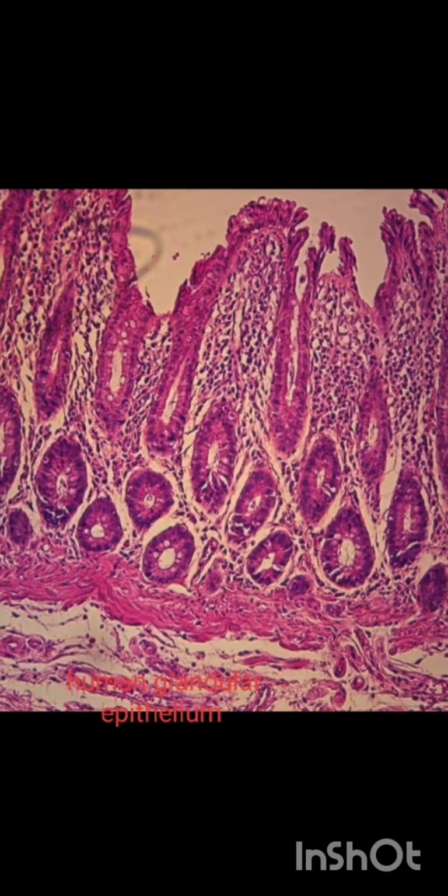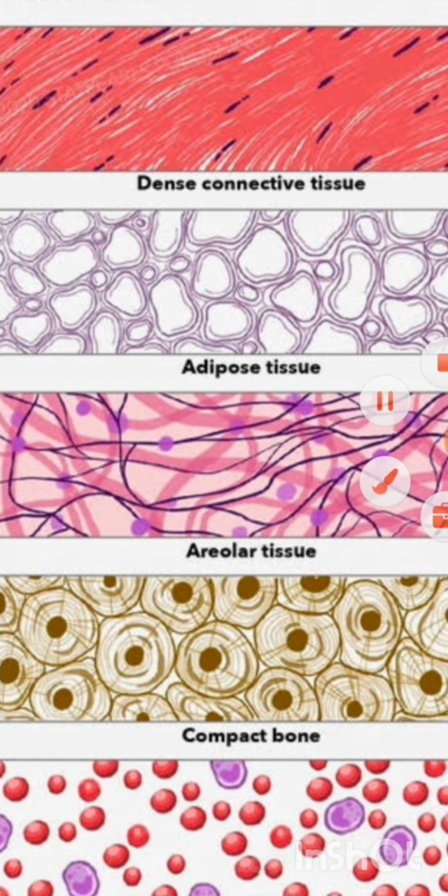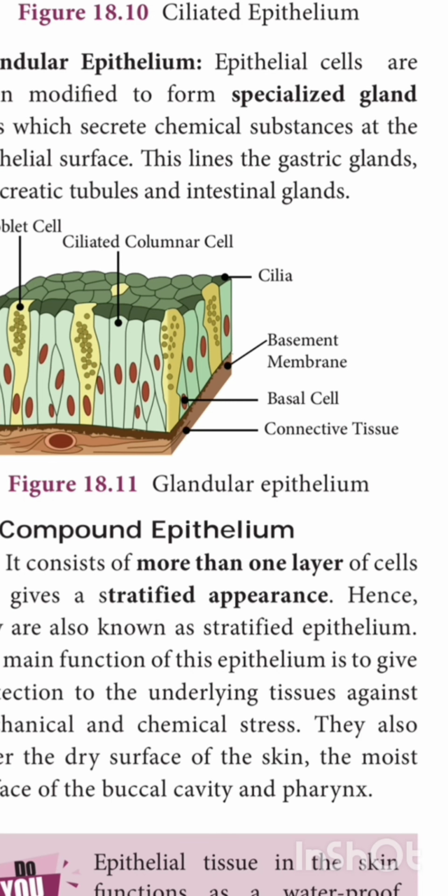Next we need to see about compound epithelium. It consists of more than one layer of cells and gives a stratified appearance. Hence, they are also known as stratified epithelium. The main function of this epithelium is to give protection to the underlying tissues against mechanical and chemical stress. They also cover the dry surface of the skin, the moist surface of the buccal cavity, and the throat and pharynx.